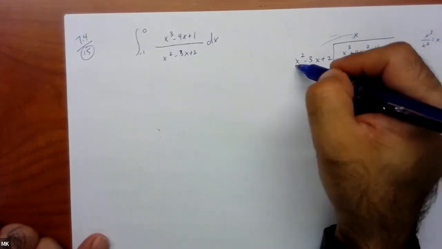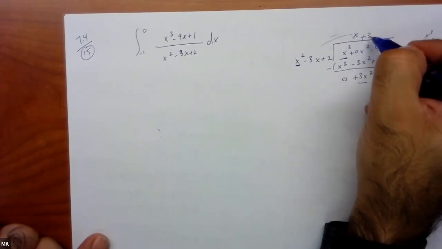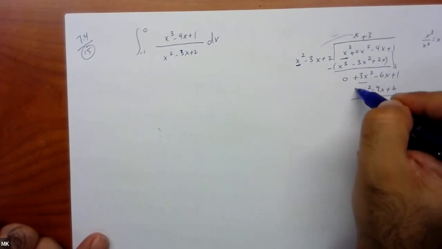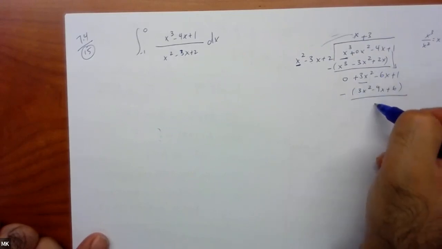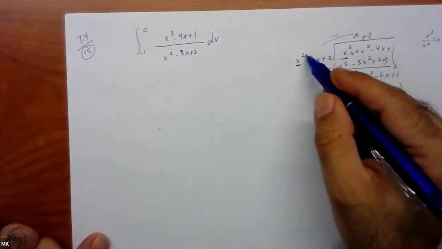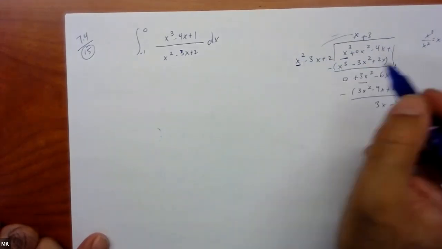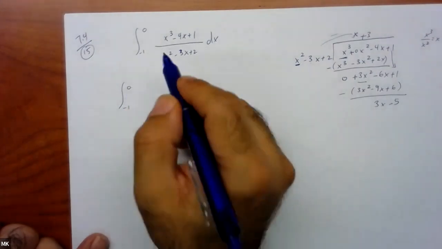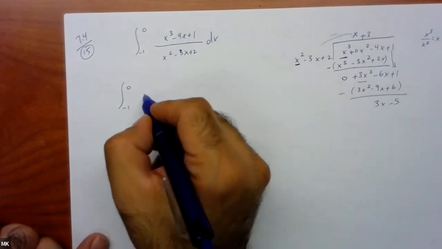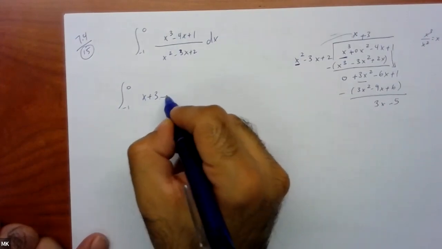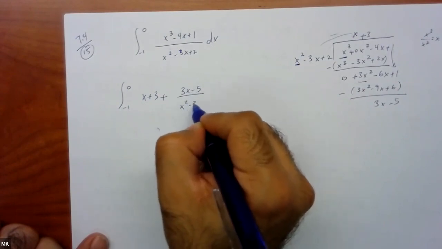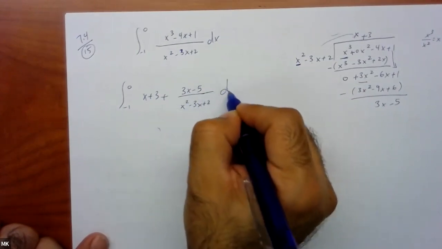Then I can repeat the question. X squared into 3x squared how many times? 3 times. 3x squared minus 9x plus 6. I subtract. These parts cancel out. I get 3x minus 5. And then that's it. I'll reach a degree lower than this. That means my fraction can be written as the quotient, which is x plus 3, plus the remainder, 3x minus 5, over the divisor, x squared minus 3x plus 2, dx.